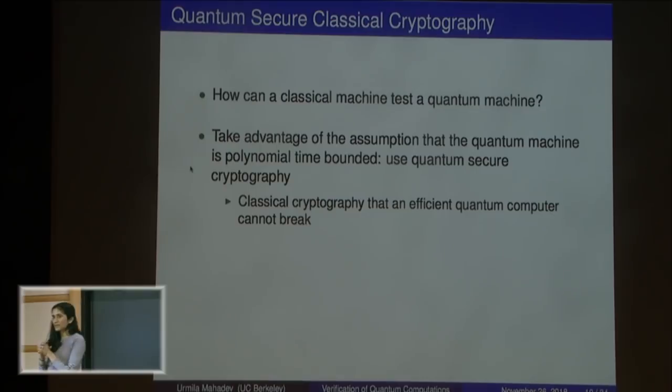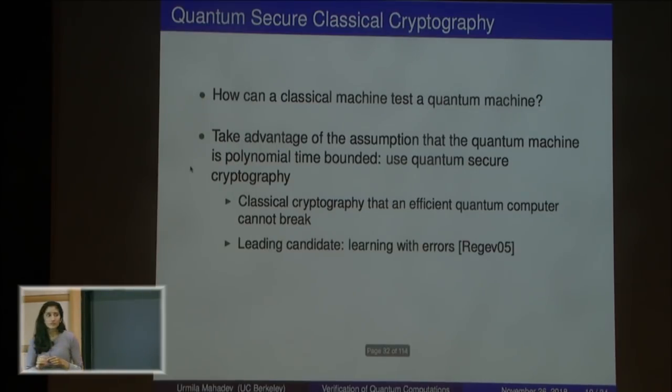And more specifically, the assumption that I'll use is called learning with errors. It was introduced by Oded Regev in 2005. And essentially, when I say that learning with errors is secure against quantum computers, what I mean is that this learning with errors problem, which are noisy linear equations, cannot be solved by quantum computers. So this is probably the most well-studied classical cryptography which is assumed to be secure against quantum computers, and this is what I'll be relying on for this result.